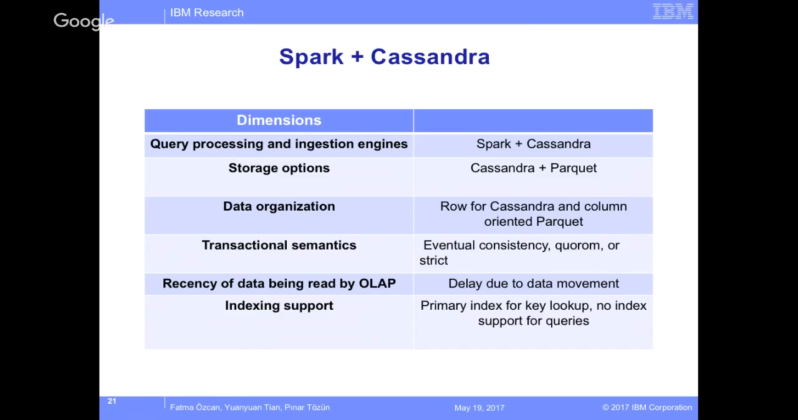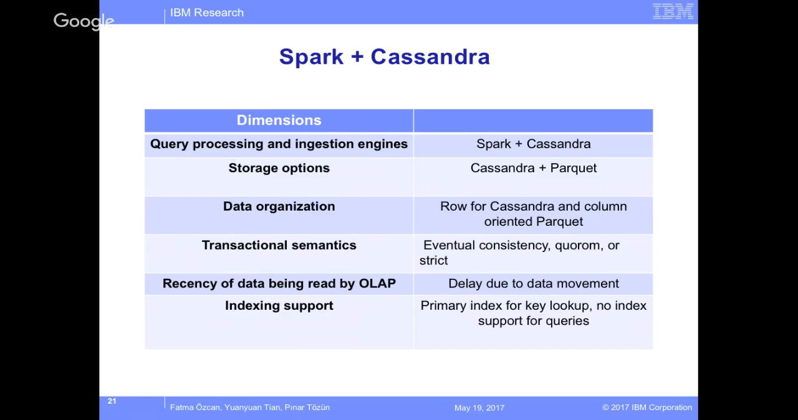So you have Spark for analytics, Cassandra for OLTP, and the storage is Cassandra plus Parquet if you use option 2. If it is option 1, then you just have Cassandra. Data organization is row for Cassandra and column oriented for Parquet, and depending on the options you choose for Cassandra, you have different levels of transaction semantics. The recency, if you're using option 1, you have the latest data, but if you use option 2, you have a delay for OLAP. The indexing support is primary key for lookup in Cassandra, with no index support for queries.